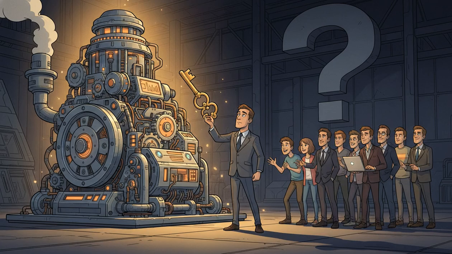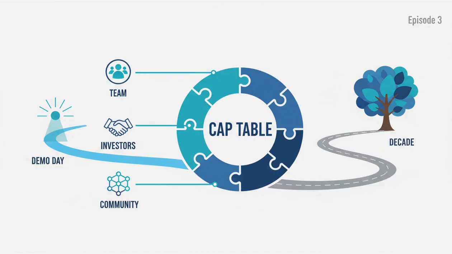But what I see happen all the time is founders build this beautiful, powerful engine, and then they have to decide who gets the keys, who gets to own a piece of it. That brings us to our next big question. So join us next time for episode 3, the cap table conundrum, structuring for a decade, not a demo day. We'll tackle those critical decisions around allocation for your team, investors, and your community.